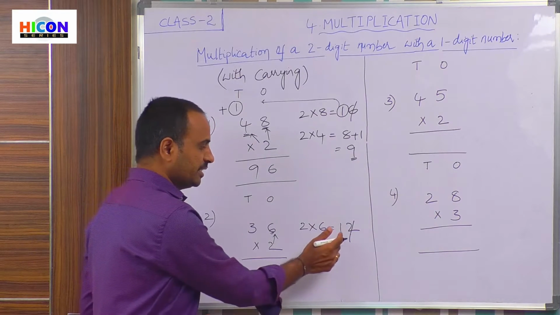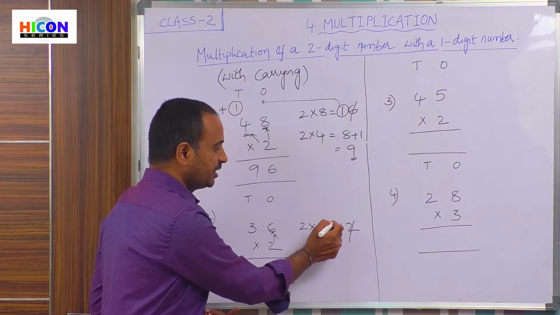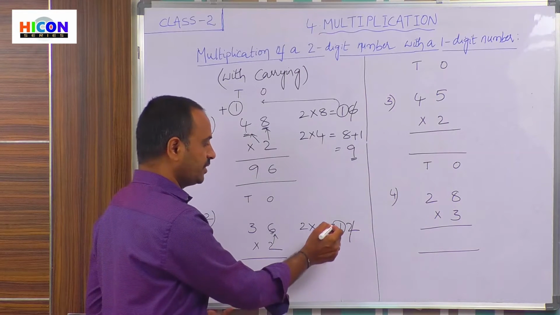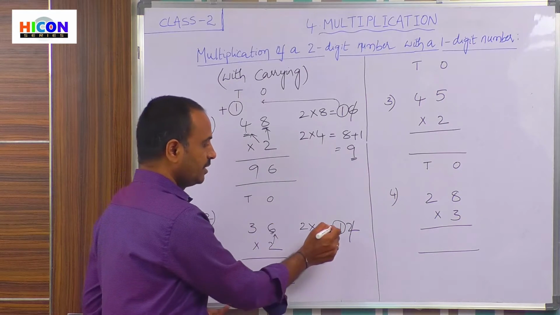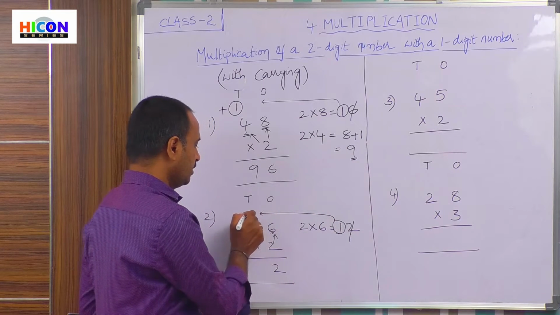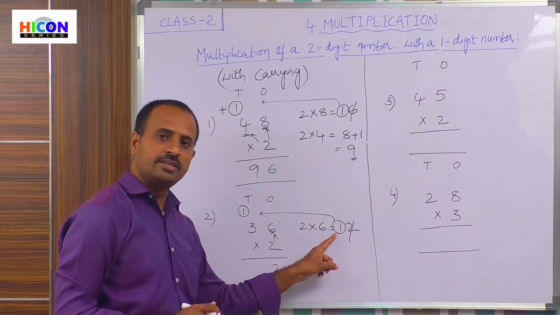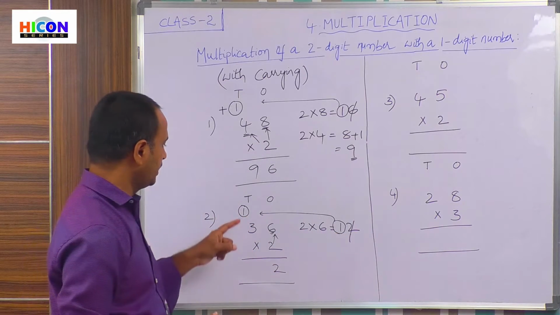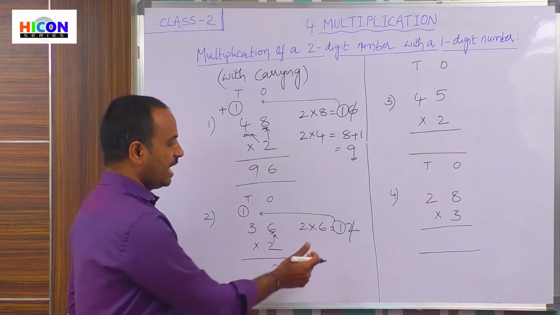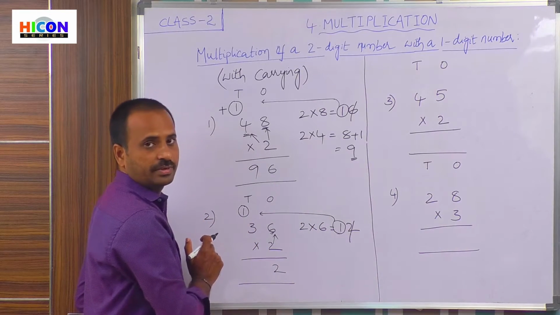And write the first digit. So what we have to do with this first digit? We have to carry the first digit to the next place. So carry this 1 to the tens place. What is the next place here? Tens place. So carry this 1 to the next tens place.